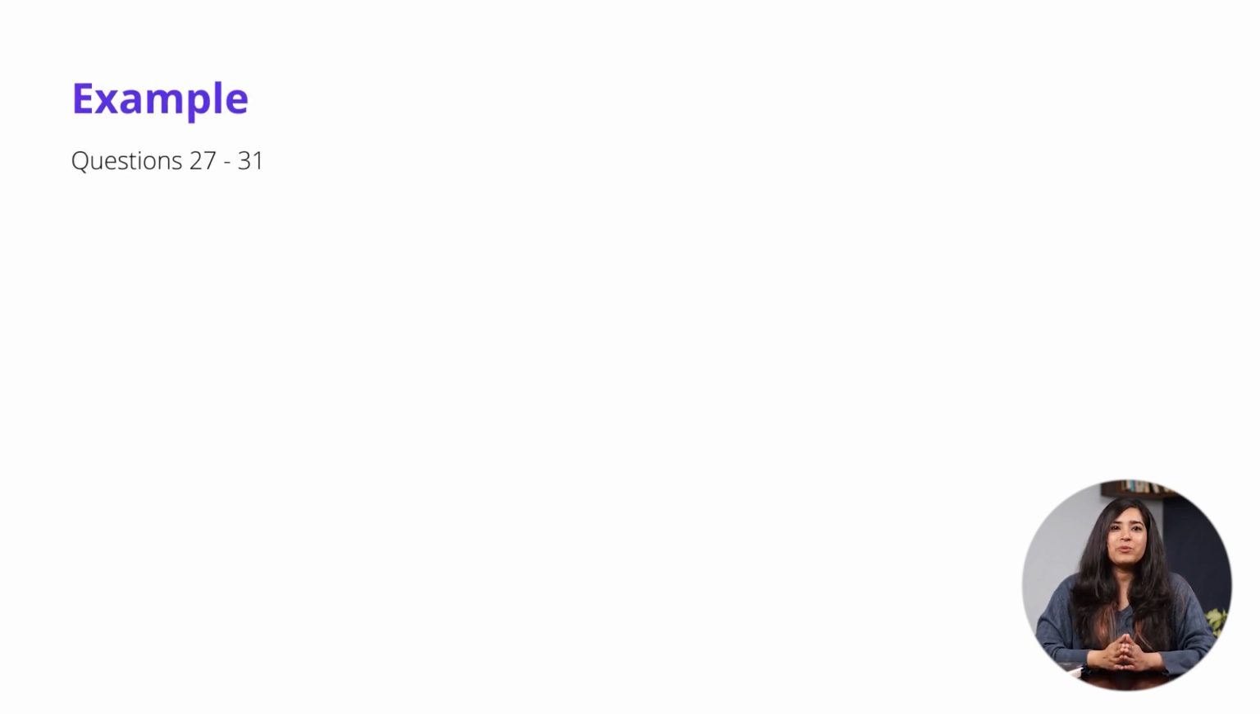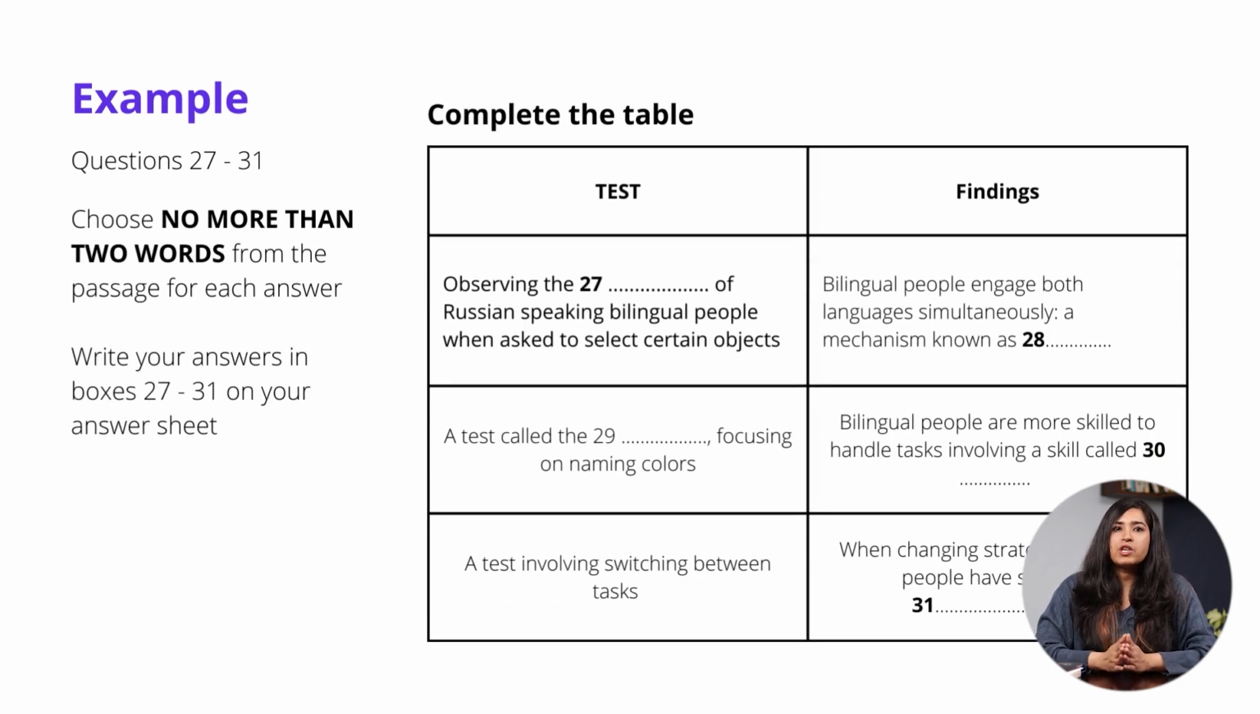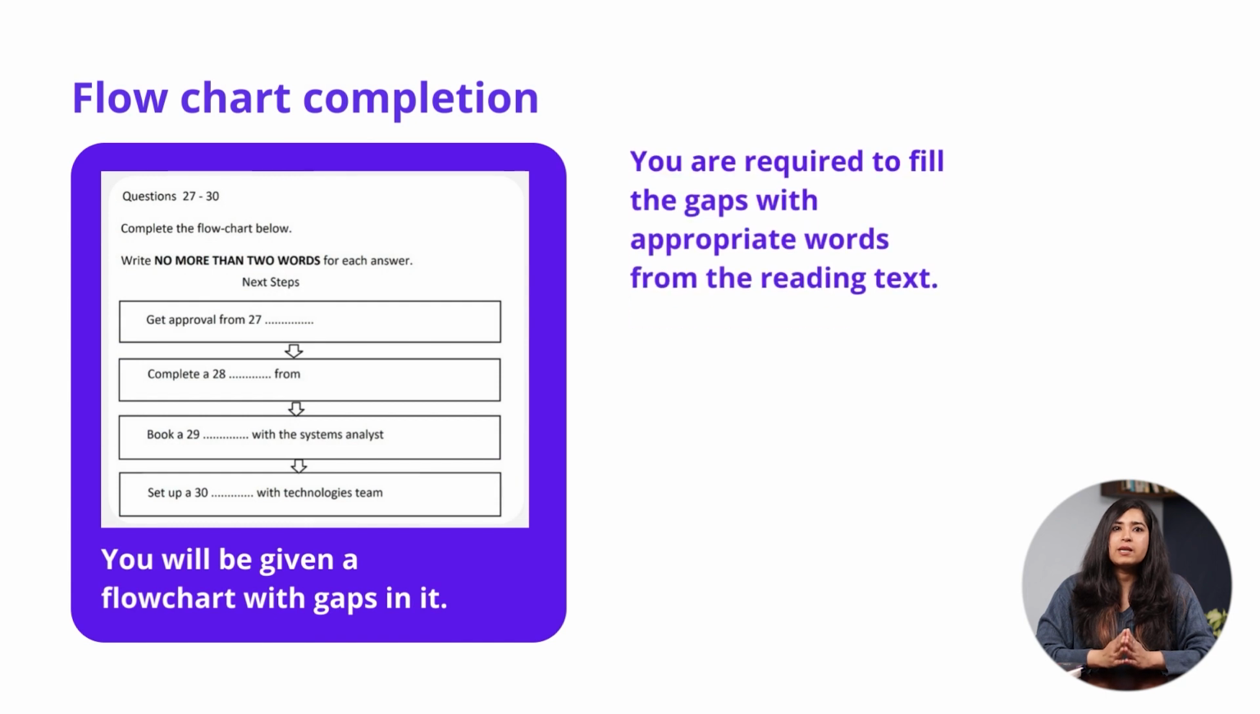On to another example. Now you can see the instructions here are slightly different. The instructions will change depending on the paper, but it will always have some sort of word limit, so please do read the instructions carefully. Now let's look at the flowchart completion. As I mentioned before, these are similar to table completion questions. The only difference is the layout, as we can see in the following slides.